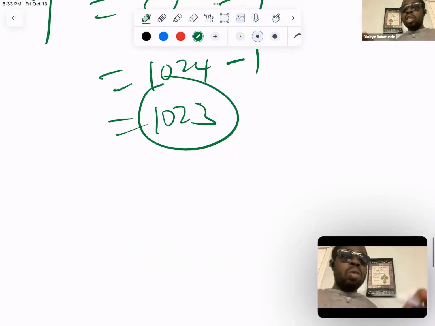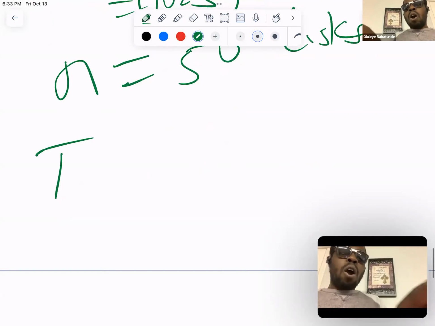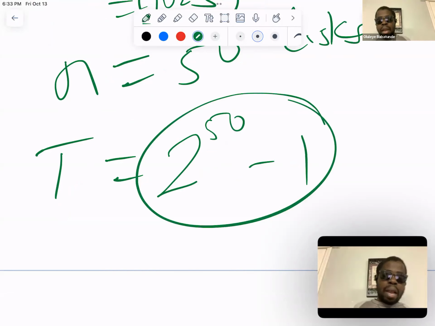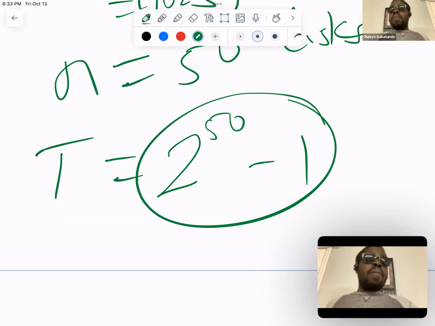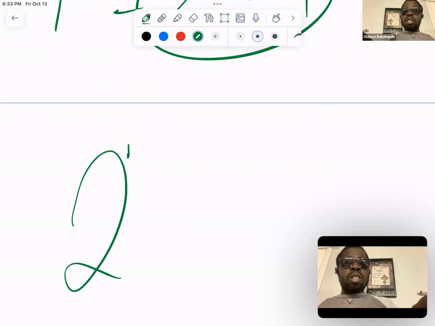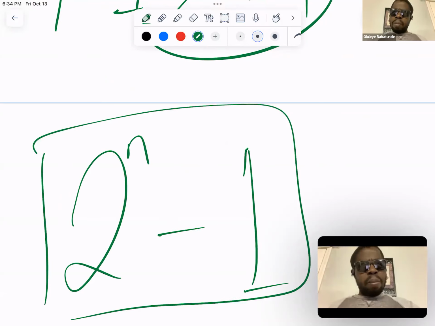Now, imagine when your n is 50 discs. You will almost be doing it forever. 2 to the 50 minus 1. I don't think I can do that. Okay? So that is the proof. In a Tower of Hanoi game, the number of moves is 2 to the n minus 1, where n is the number of discs according to the game.